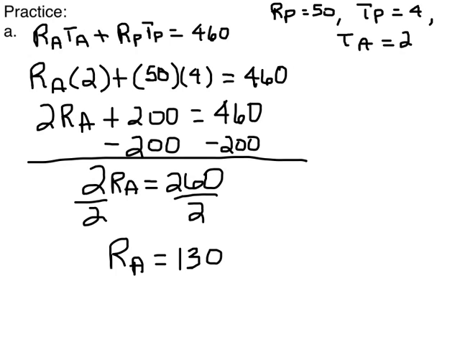Alright, this is your first practice problem. And again, they've given you the equation. They've given you 3 of the variables. All you're going to do is substitute this in here, this in here, this in here, and then you do the math, basically. 2RA plus 200 equals 460. When I subtract 200 on both sides, I find that 2RA is 260. When I divide by 2 on both sides, RA is equal to 130.